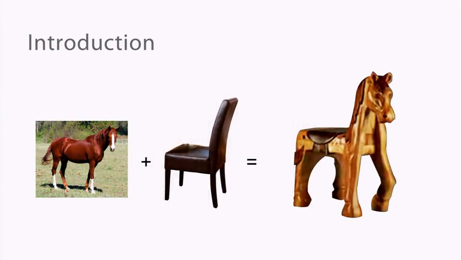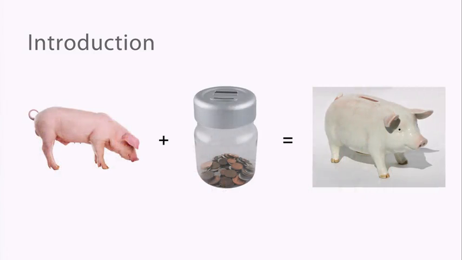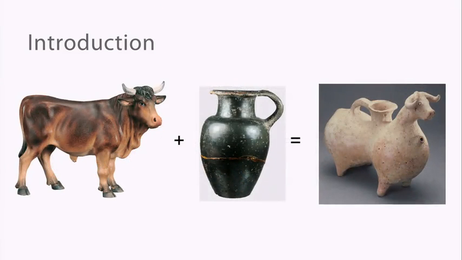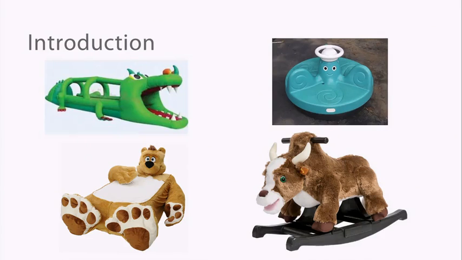But sometimes we can take an existing type of man-made object like a chair and infuse it with the appearance of an animal to make something like this horse chair. So we call a man-made object that has the form or appearance of an animal, like this horse chair, zoomorphic. Zoomorphic objects are all around us. Perhaps the most common example is a piggy bank. They've been created for a long time, like this pottery vessel from ancient Iran. And they're also very popular with children.